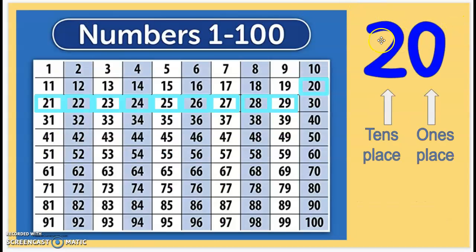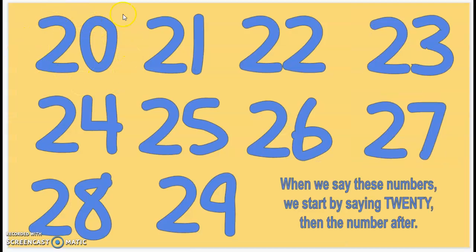Let's look at the 20 family. The 20 family has a 2 and a 0, starting with the first number, 20. 20, 21, 22, 23, 24, 25, 26, 27, 28, 29. When we say these numbers, we start by saying 20, and then the number after it: 21, 22, 23, 24, 25, 26, 27, 28, and 29.